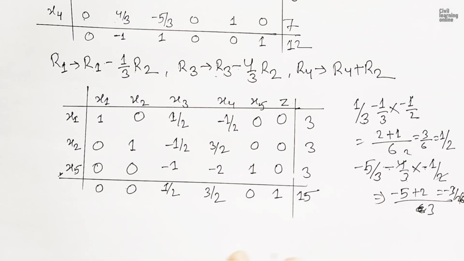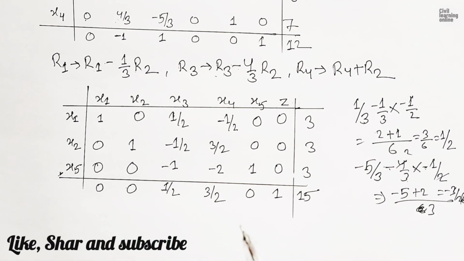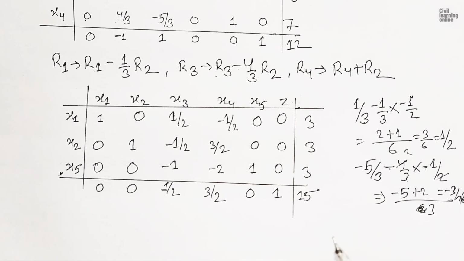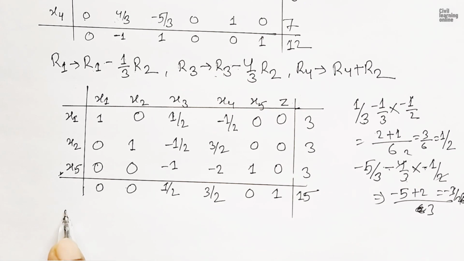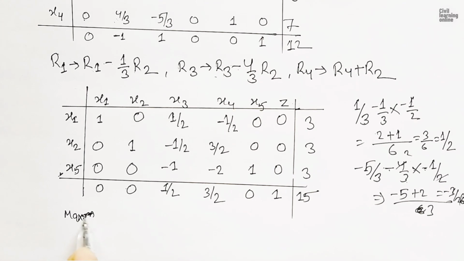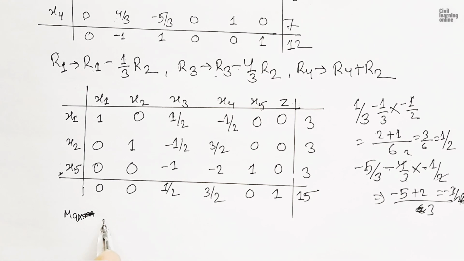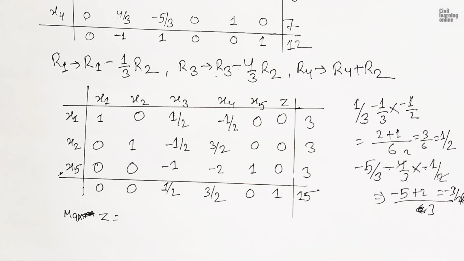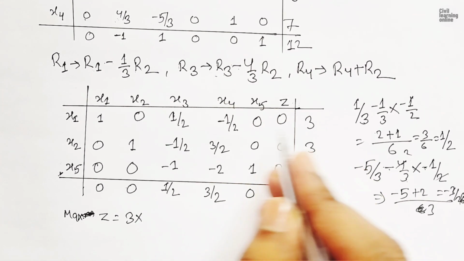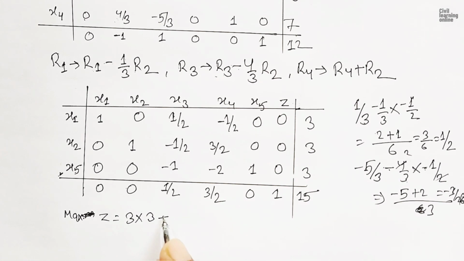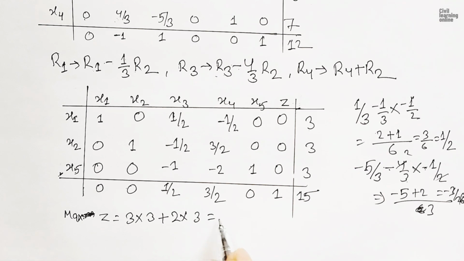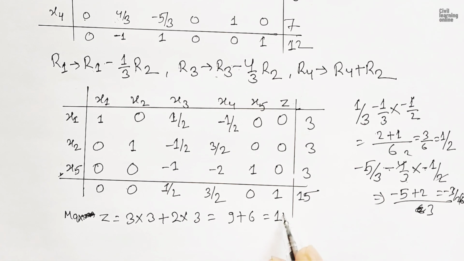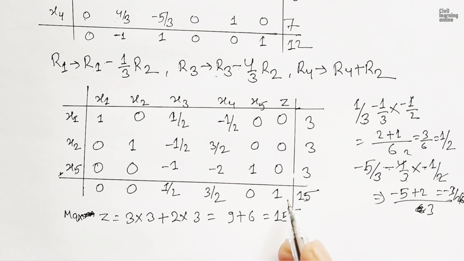So this was our final step, because we didn't get any negative values below this line, which were the elements of the principal function. So we will write here max. In the question we had z, so max z equals 3 times x1 value, which is 3, plus 2 times x2 value, which is 3. We will get 9 plus 6 equals 15, and this is z. Max z is also 15.